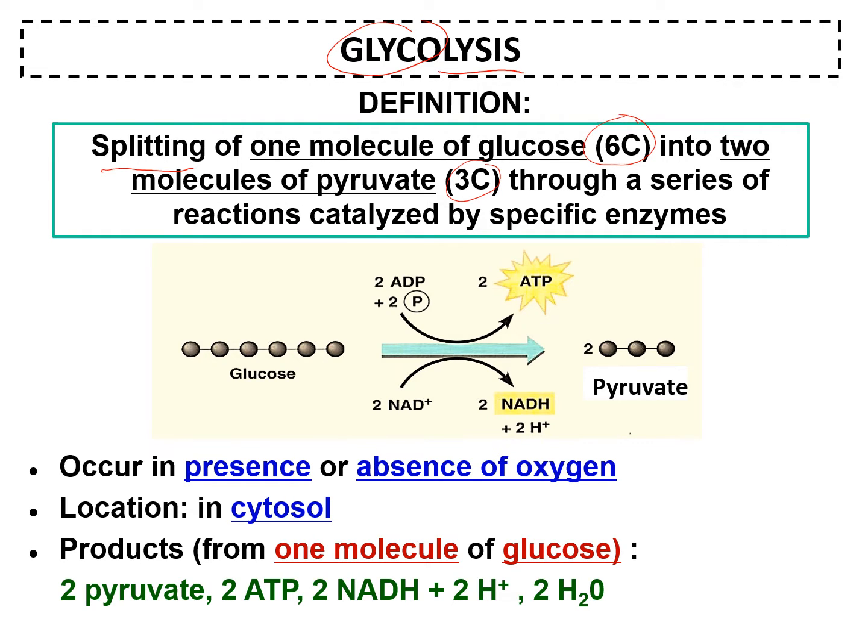Glycolysis occurs in the presence or absence of oxygen, regardless of the presence of oxygen. Meaning that if there is not enough oxygen, glycolysis will still occur. Glycolysis occurs in the cytosol or cytoplasm, and the products of glycolysis from one molecule of glucose are 2 molecules of pyruvate, 2 ATPs, 2 NADH plus 2 H plus, and 2 water molecules.